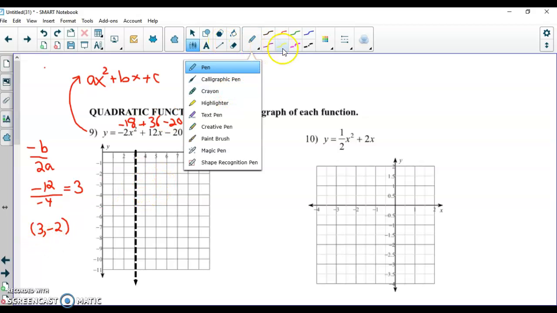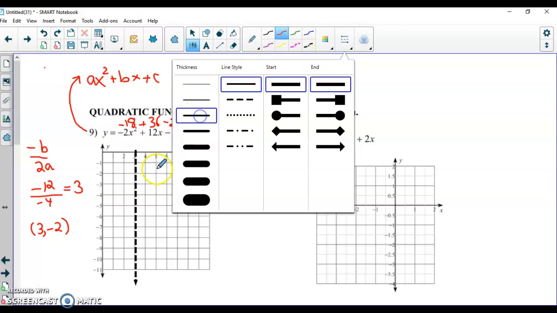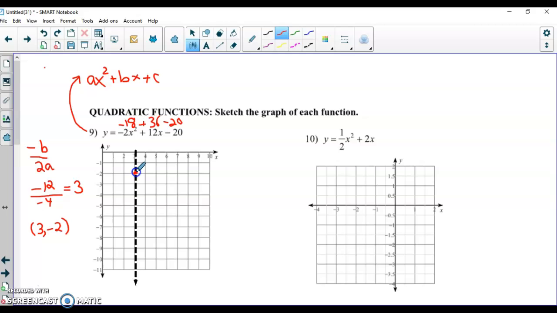So we're going to go ahead and plot that point. 3 comma negative 2 is going to be right here. The next thing that we did was we found some additional points and we plotted them, and then we found their partners on the other side.